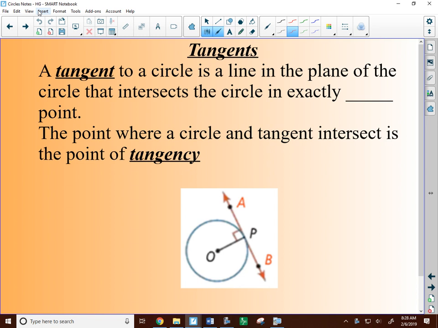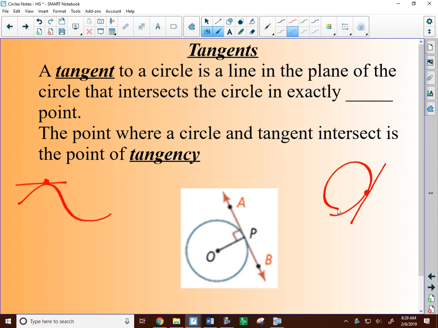Okay, so tangent lines. We see them in constructions. A tangent line is simply a line that intersects a curve at one point. For our purposes, it's going to be a circle. So really a more broad definition would be it intersects any curve. So it could just be like this.